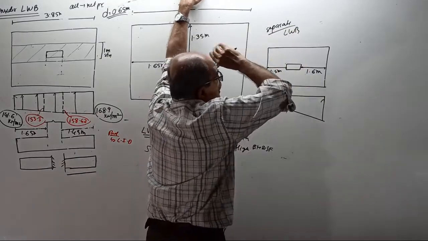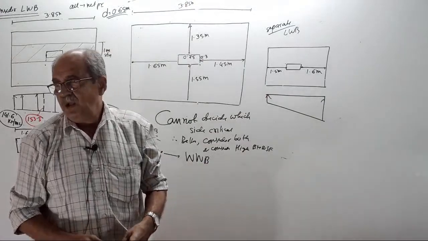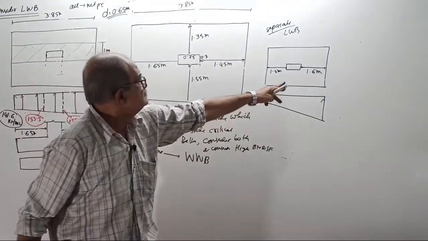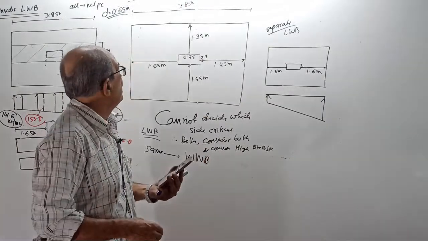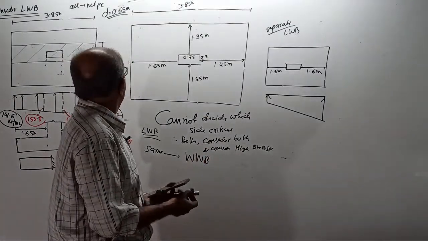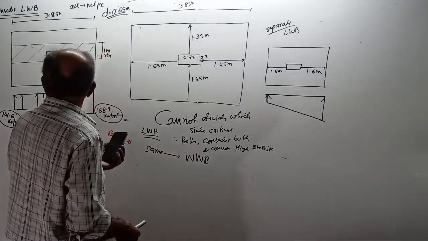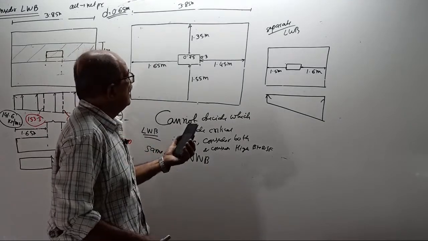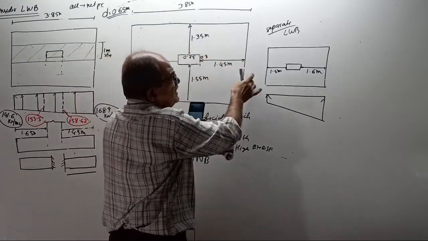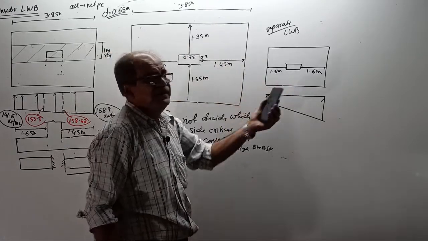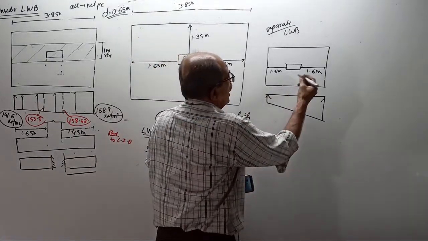From projection point of view, I am considering lengthwise bending. Projection point of view, right side critical or left side critical? Here, 0.75. What is 0.75? Don't see these dimensions, they are random dimensions. Right side critical. Projection point of view, right side.